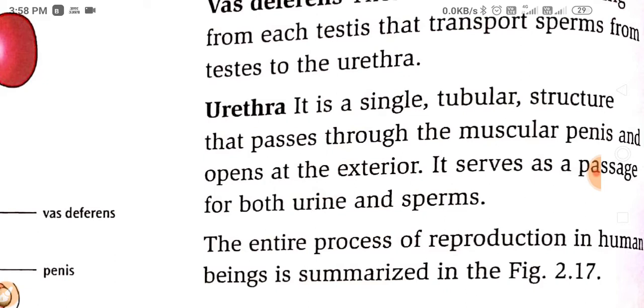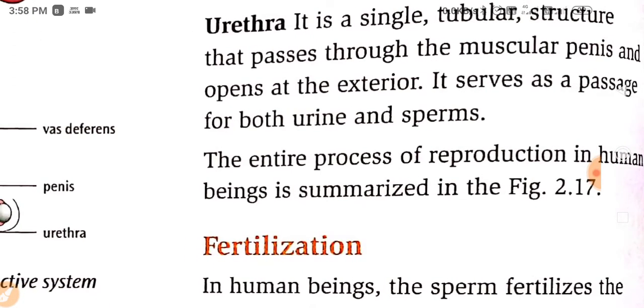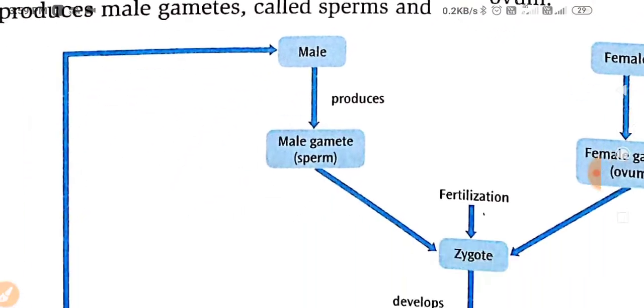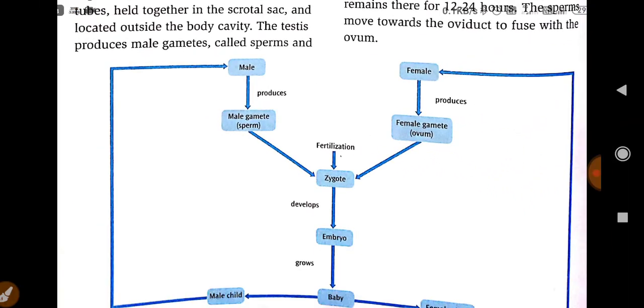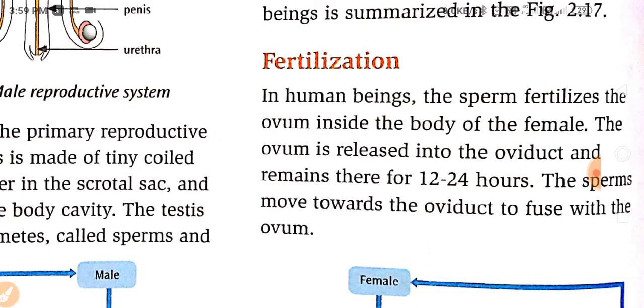It serves as a passage for both urine and sperms. The entire process of reproduction in human beings is summarized in figure 2.17. So if you see figure 2.17, in which we also read fertilization in human beings, the sperm fertilizes the ovum inside the body of the female.